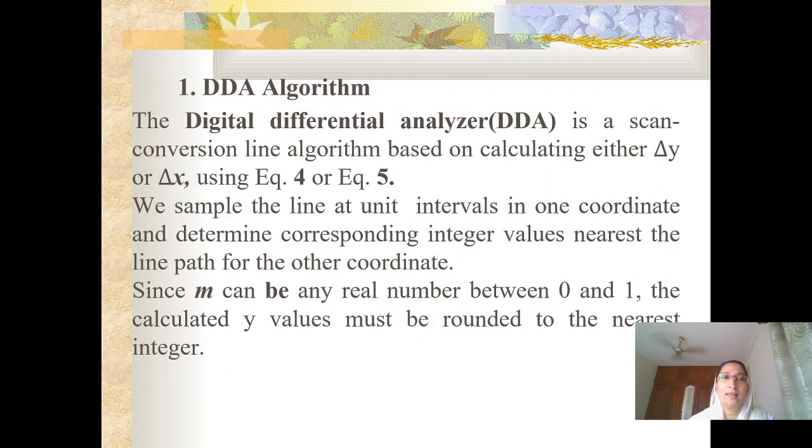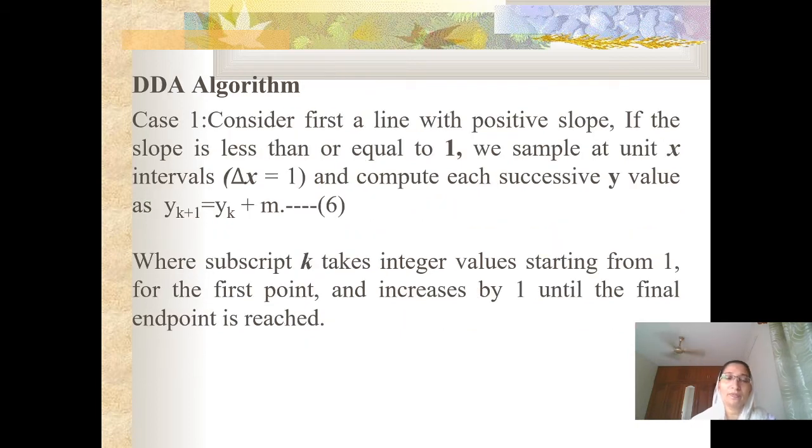Now we can see the DDA algorithm. The full form of DDA is Digital Differential Analyzer. It is a scan conversion algorithm based on calculating either delta y or delta x, which we have seen in equation numbers 4 and 5. Now we sample the line at unit intervals. It increments the line using 1, and m can be any real number between 0 and 1. The calculated y values must be rounded to the nearest integers. Now we can convert it into different cases.